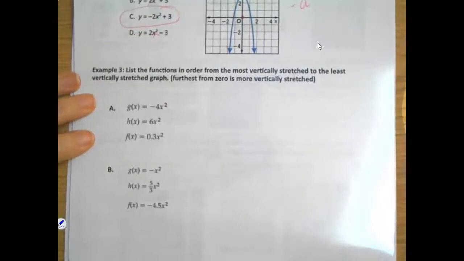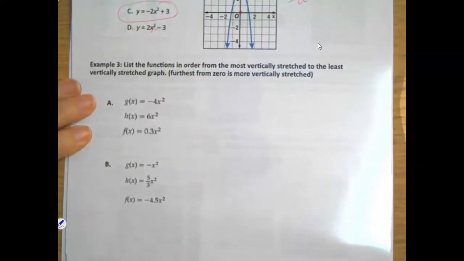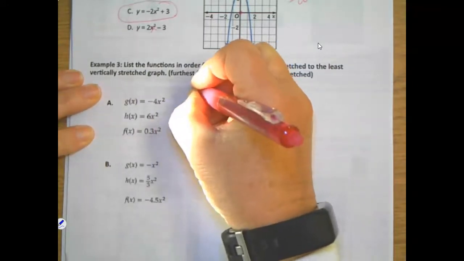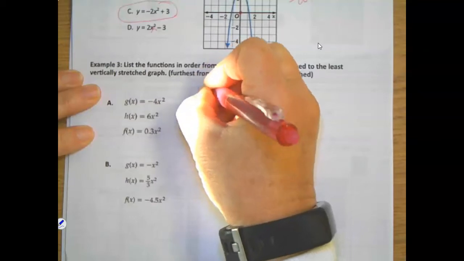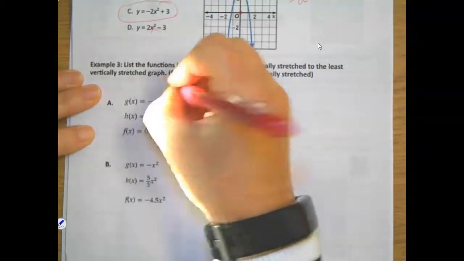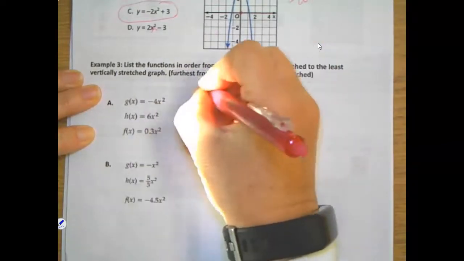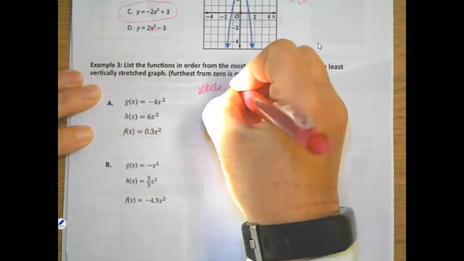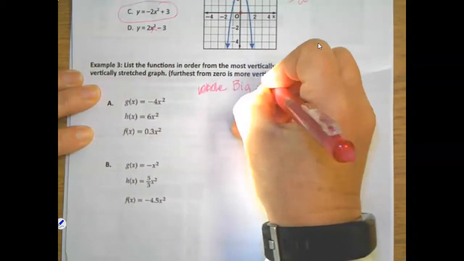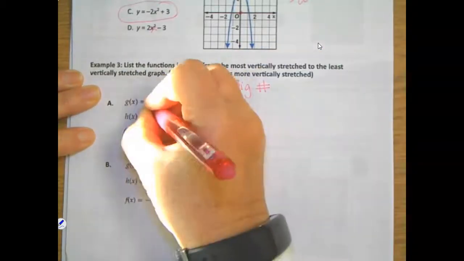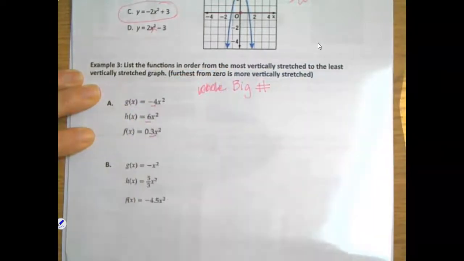Look at this. List the function in order from the most vertically stretched. So vertically stretched means a whole number, biggest, I don't want to say biggest number. I don't want to put whole. Let's just put biggest number is going to be vertically stretched. So if I look here, here, and here, most vertically to the least vertically stretched.